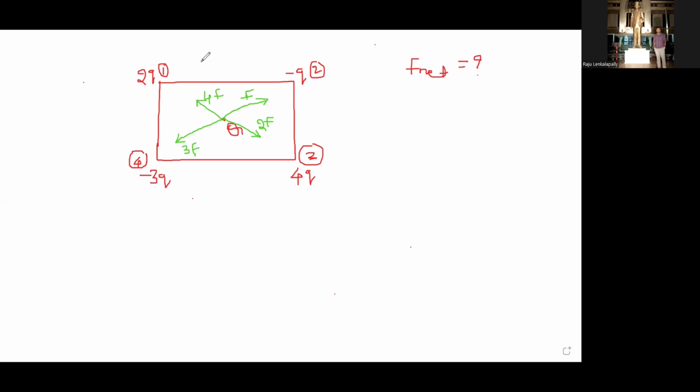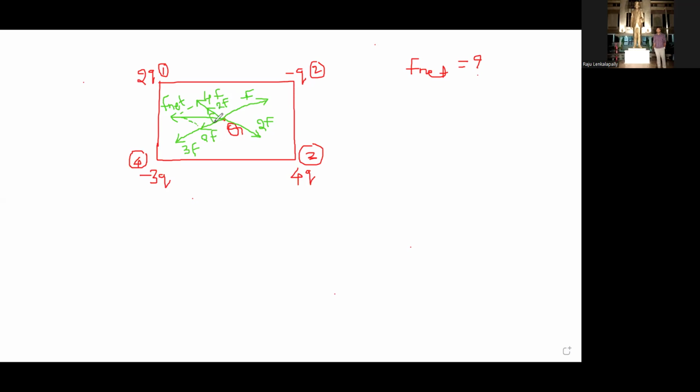Now I need to calculate the net force. For example, if I take nodes 1 and 3, node 3 gives 4F and node 1 gives 2F. The difference is 4F minus 2F, which is 2F, acting in this direction, the upper force direction. And the next one: this is 3F, this is F. 3F minus F is 2F, also acting in the upper direction. So the new vectors are 2F and 2F, and in between them is the net force.